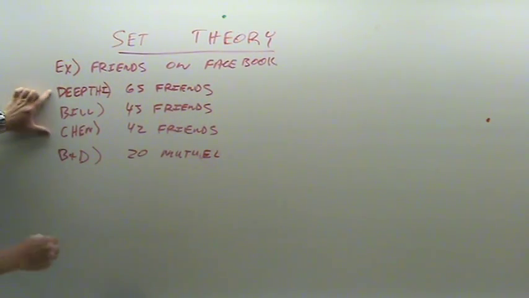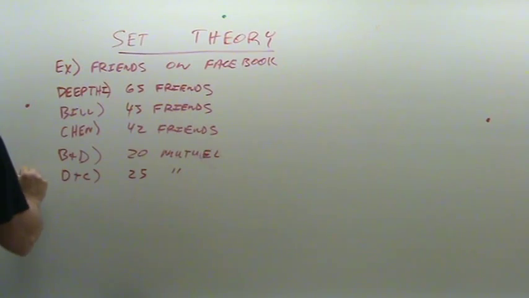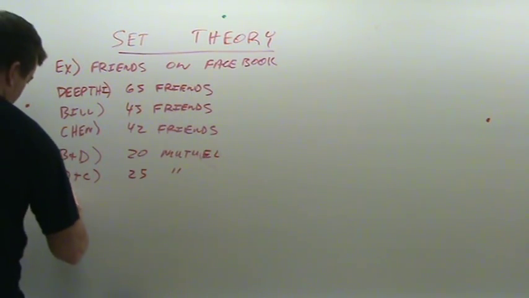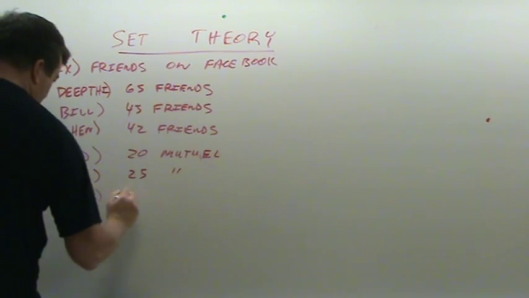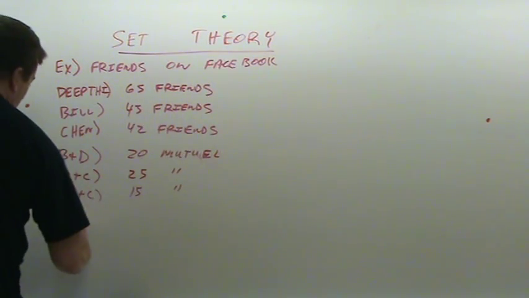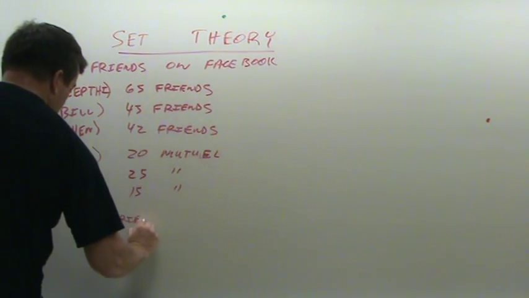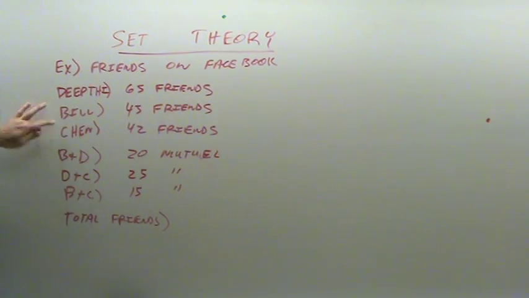So that would be this combination. Then let's say D and C have 25 mutual friends, and B and C have 15 mutual friends. Okay. So now the question is, you want to know how many mutual friends all three of these people have? I don't know if there's a way to get this out of Facebook, but let's say the total friends of all three of us is 100.